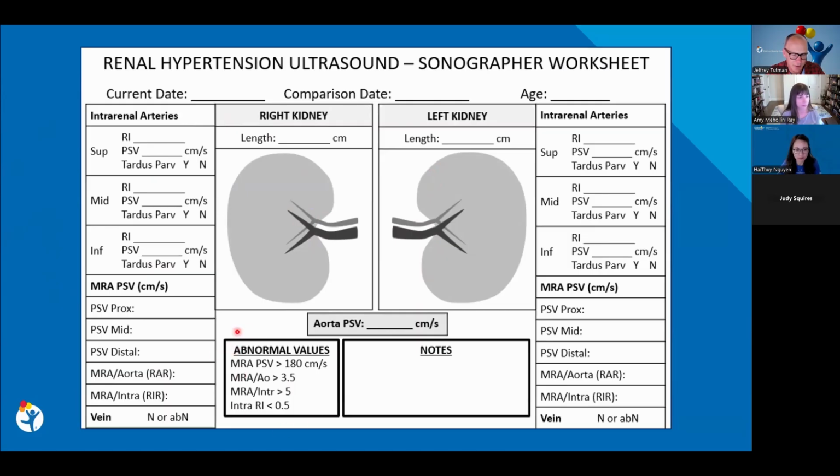They did include on here the kind of references they used, so these different ratios, the RI, and then the peak systolic velocities.